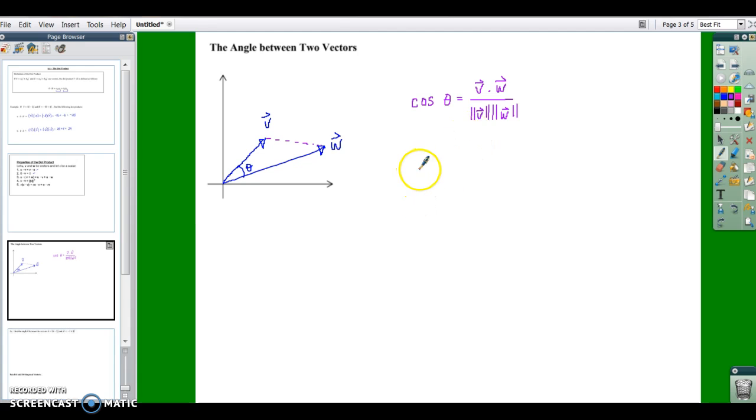However, if you don't have that and you only have the magnitudes, you could rearrange this formula and it would give you that the dot product is the magnitude of the two vectors times the cosine of the angle between them. These two are synonymous, they're just written in different forms. So you have a couple of ways to find the dot product. It just depends on what you're starting with.